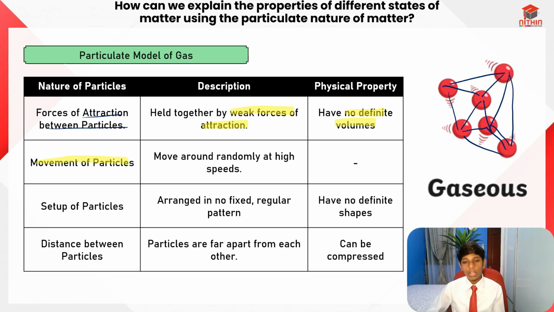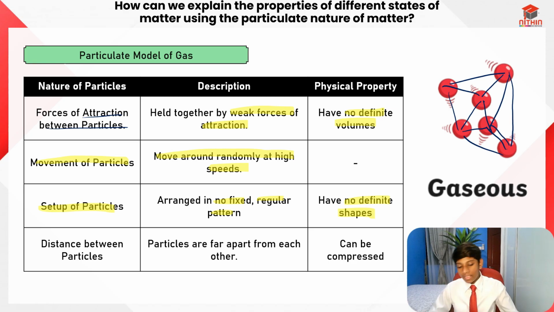Actually, for gases, the particles move around randomly at high speeds. So, for example, like air, the particles actually move around randomly at high speeds. Okay, so I hope you understood that. And the setup of particles, there is no fixed nor regular pattern because they're really far apart from each other, and they have very weak forces of attraction. And this shows that they have no definite shapes as well, just like liquids.